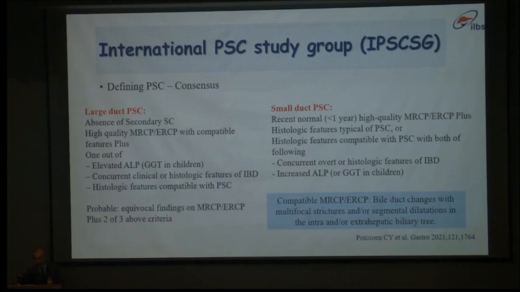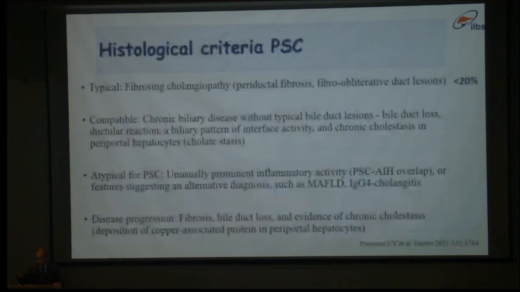So what are the compatible MRCP and ERCP changes? These are bile duct changes with multifocal strictures and/or segmental dilatations in the intra and/or extrahepatic biliary tree. And how did they define small duct PSC? Small duct PSC is when the MRCP and ERCP are normal and histological features are typical of PSC, or if they are not very typical but compatible, then in the presence of IBD and increased alkaline phosphatase.